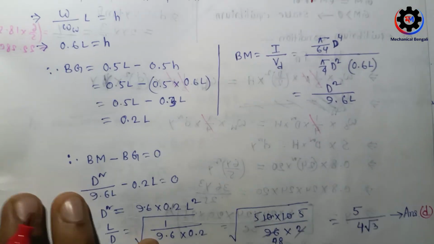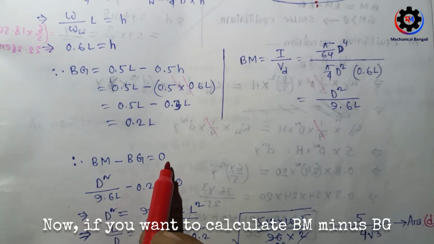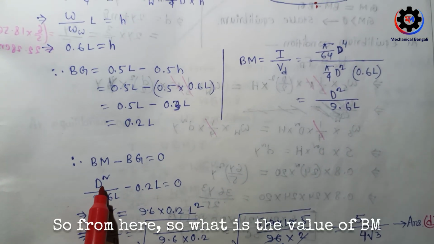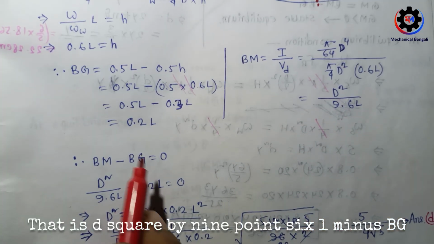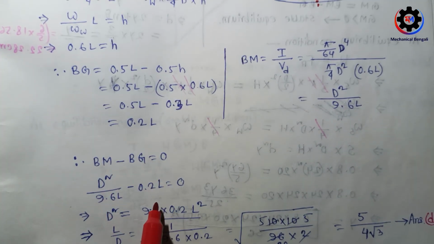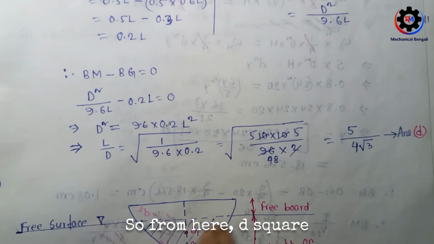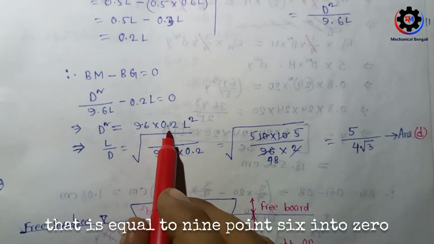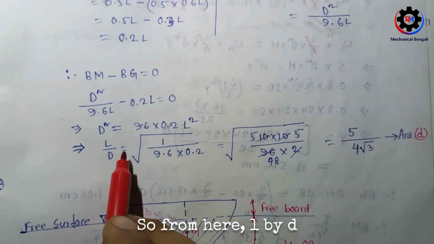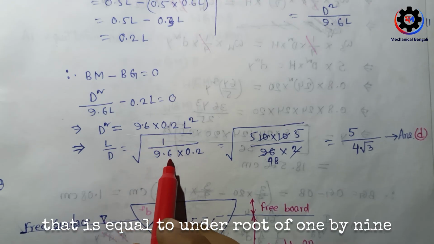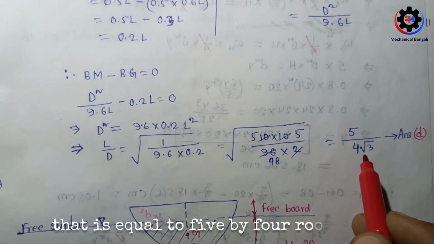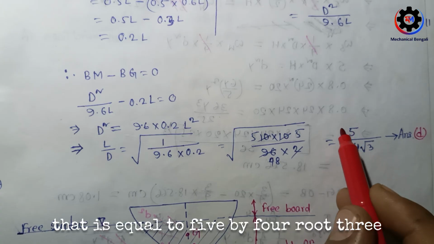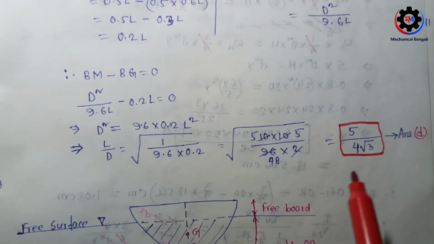From here you can get the value of BM that is equal to D square by 9.6 L. Now if you want to calculate BM minus BG, that is equal to 0. So BM is D square by 9.6 L minus BG, which is 0.2 L, equal to 0. So from here D square is equal to 9.6 into 0.2 into L square. So L by D is equal to the square root of 1 by (9.6 into 0.2). From here you get L by D equal to 5 by 4 root 3. So this will be our answer.